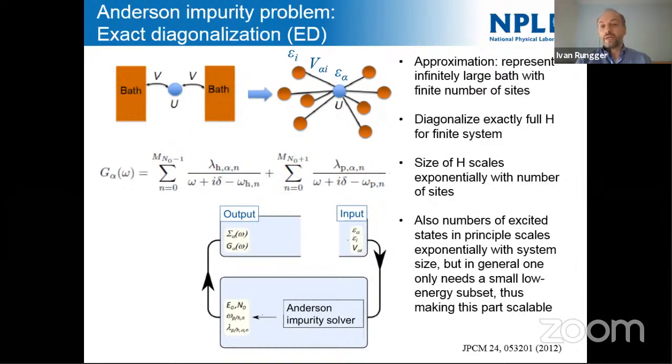But the problem is that the Hamiltonian dimension scales exponentially with the number of sites. So on a classical computer, you can only do something like maybe 10 to 20 sites, really depending on how many approximations and what output you want from your computation. And this is some sort of hard wall, right? We cannot really go beyond that. That's really the problem because it's exponentially scaling. So let's do it on a quantum computer.